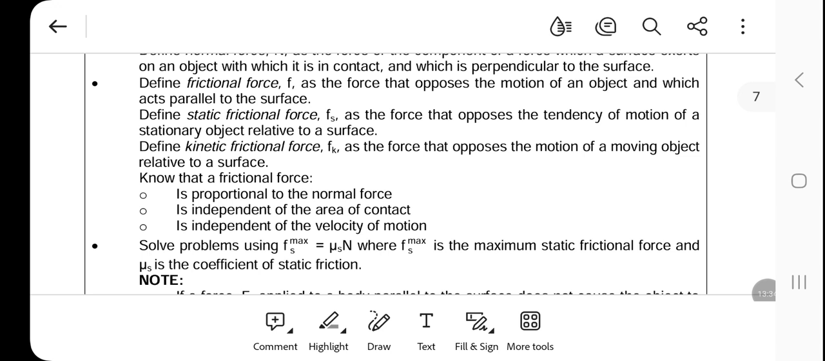The other type of frictional force is kinetic frictional force. The word explains itself. Static means stationary, an object which is at rest. When you go to kinetic frictional force, kinetic means an object which is moving.